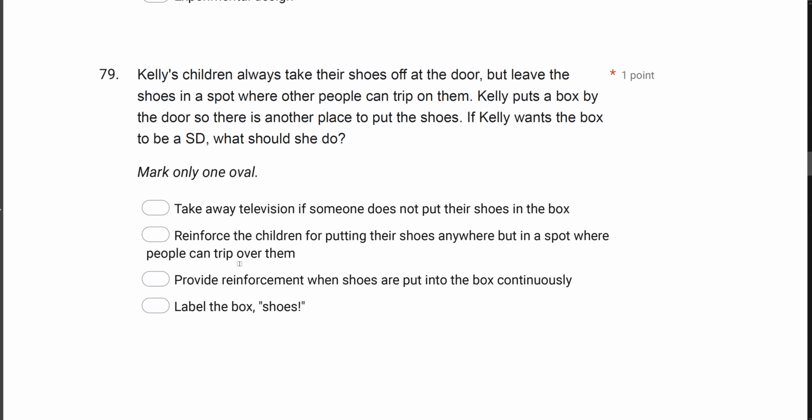B, reinforce the children for putting their shoes anywhere, but in a spot where people can trip over them. Well, we don't want to go anywhere because we want it to be the box. If we just put them anywhere, okay, this is kind of like a DRO, right? We want to teach the box is an SD. So we want to provide reinforcement when shoes are put into the box continuously. And then label the box shoes. Well, labeling the box shoes is not going to make it a reinforcer. Maybe that's a prompt, right? We need to reinforce the behavior of putting the shoes in the box, making that box a signal for reinforcement. Remember, an SD is nothing but a signal. It either can signal punishment is available or reinforcement is available, one or the other.